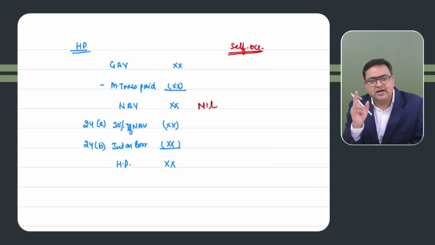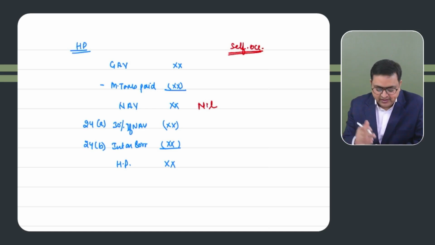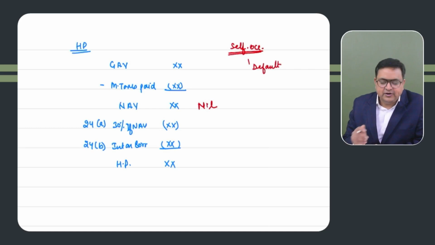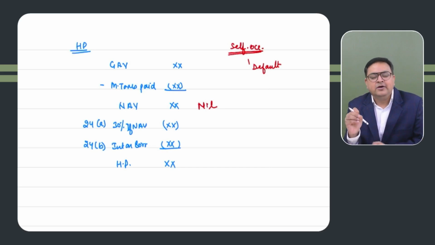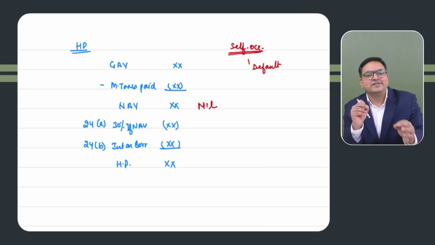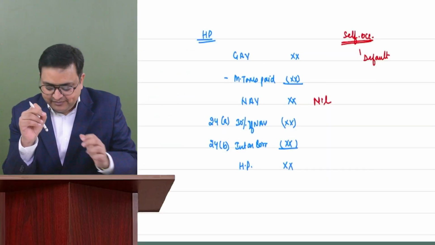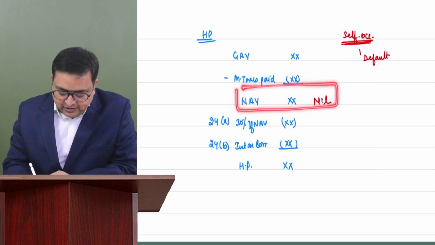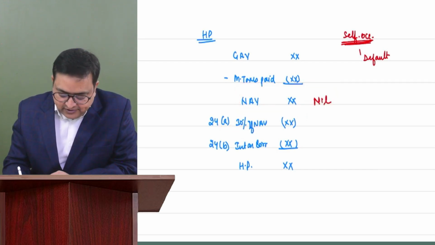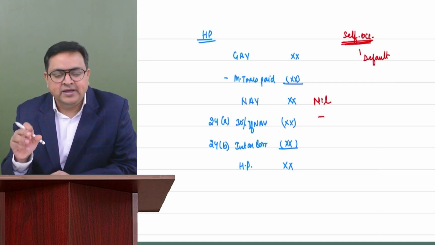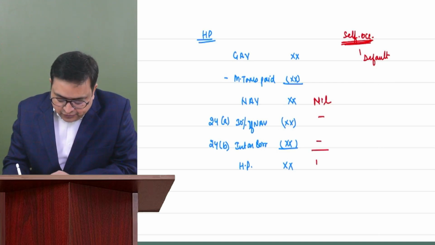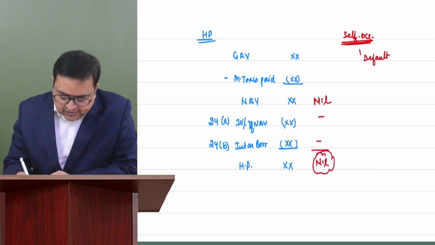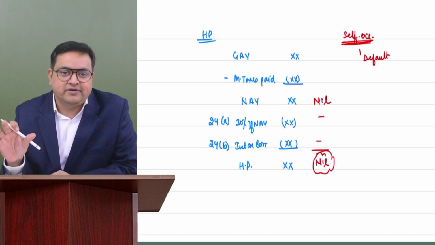Now it depends, because there is a difference in optional regime and default regime. If the person is following default regime, he will not get deduction of 24B also in case of self-occupied property. So only in case of self-occupied property is there a difference in default regime and optional regime. I'm repeating. Please remember, in case of self-occupied property, your starting point should be NAV nil. 24A deduction, 30% of nil would be 0. 24B, interest on borrowing in default regime, is again 0. So your house property income under default regime, in case of self-occupied, would be 0.